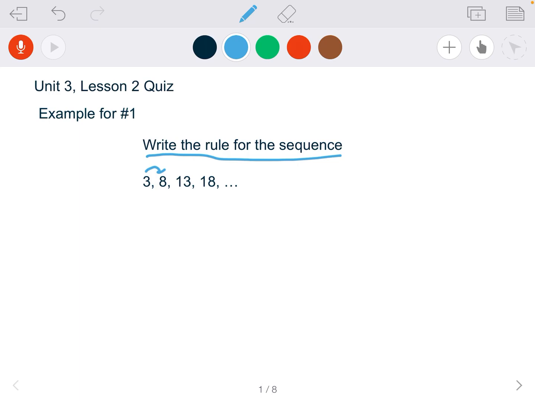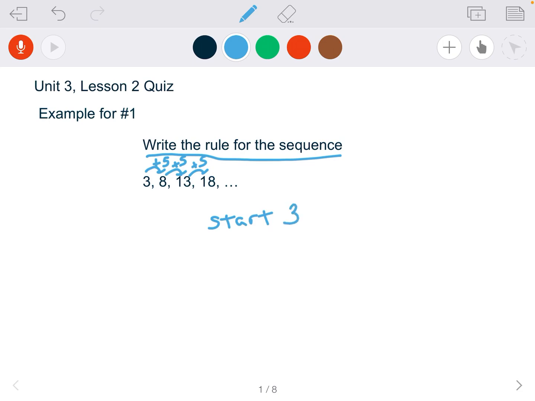And to me, I realize that if I add 5 here, 3 plus 5 will give me 8. Well, let me see if that works the same for 8 to 13. If I add 5 to 8, 8 plus 5, is that 13? Yes. Well, hopefully it works again. 13 plus 5, is that 18? Yes. So this would really start at the number 3 if I had to write the rule.